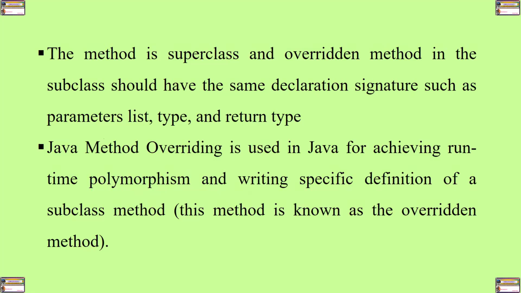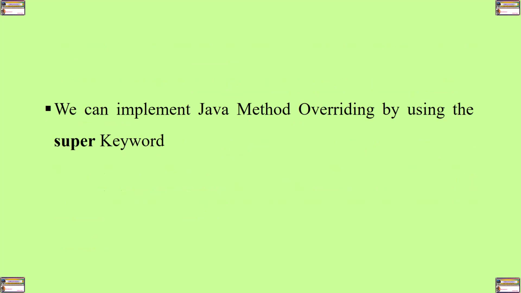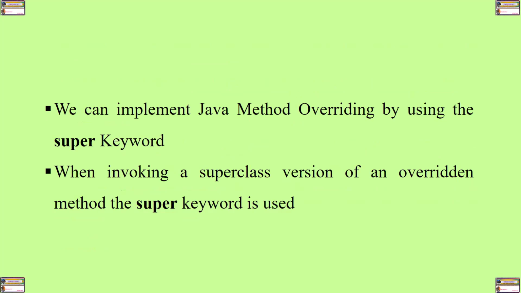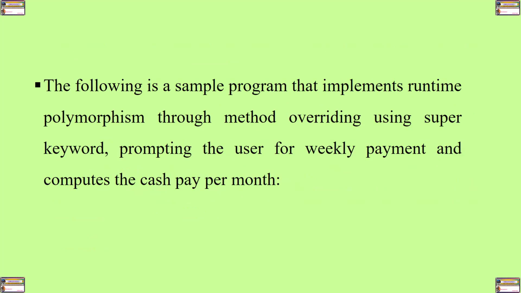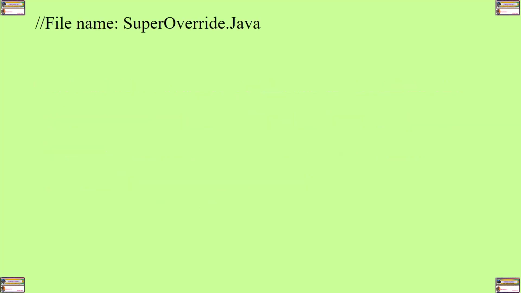Therefore, Java method overriding is used for achieving runtime polymorphism and writing a specific definition of a subclass method, which is known as the overridden method. We can implement Java method overriding by using the super keyword. When invoking a superclass version of an overridden method, the super keyword is used. The following is therefore a sample program that implements runtime polymorphism through method overriding using the super keyword, prompting the user for weekly payment and computing the cash pay per month.